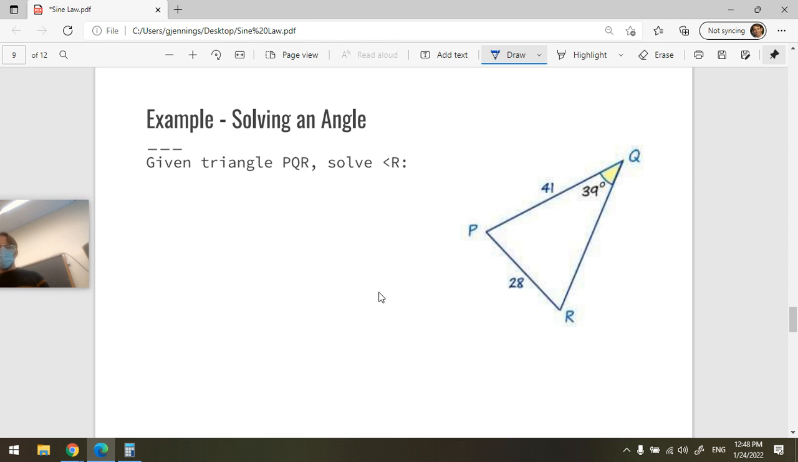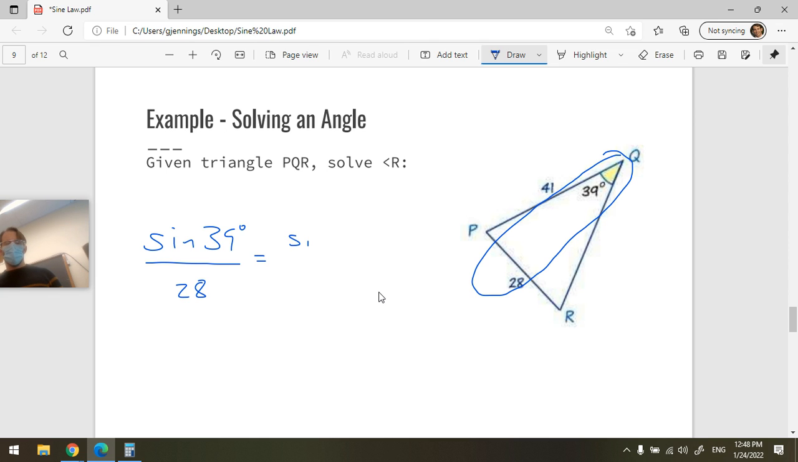So in this case, I notice I have this information in an opposite pair of angle and side, and I can say the sine of 39 degrees divided by 28 will be the same thing as the sine of r divided by 41. Notice that I have this pair of side and angle with one unknown in it, the unknown angle. I can use this known side to find it.